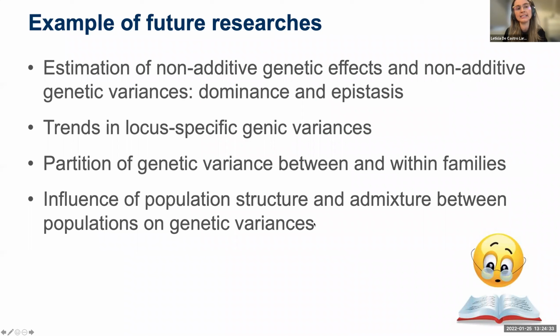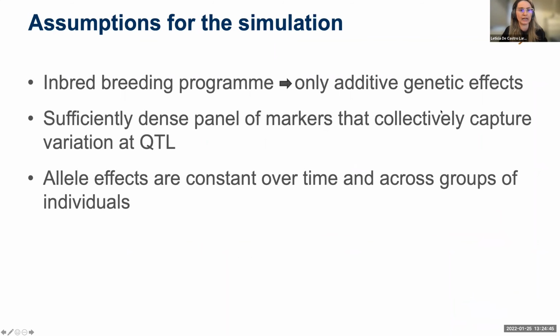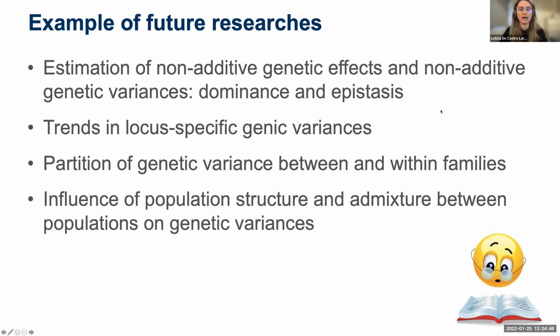Well, the next steps for these studies would be to include estimation of non-additive genetic effects and non-additive genetic variance, dominance, and epistasis. Also study trends in locus-specific genic variances, study partition of genetic variance between and within families, and understand better the influence of population structure and admixture between populations on genetic variances.